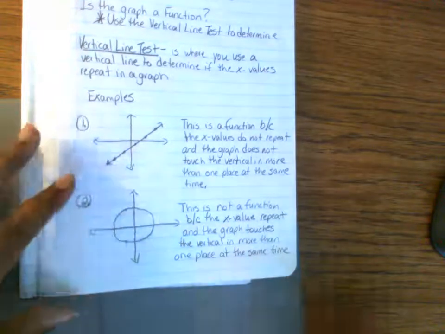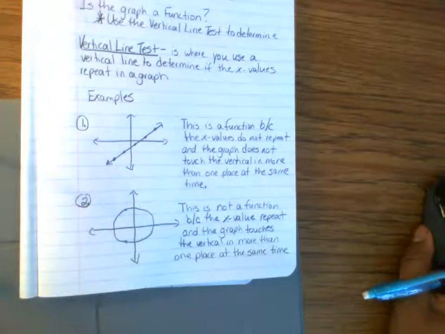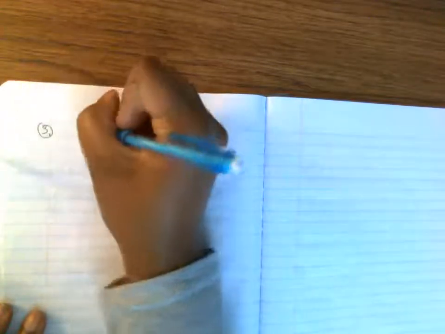Okay. And I'm going to pause so you can think about it and copy it down. We're going to try some examples, okay? That was number 2, so this one will be number 3. So all you're doing is writing it's a function or not a function, okay?